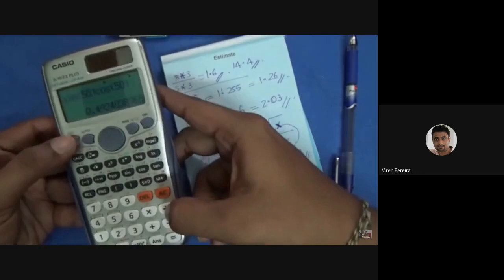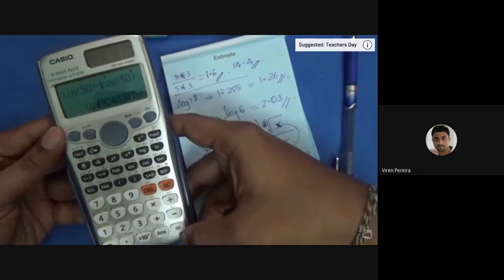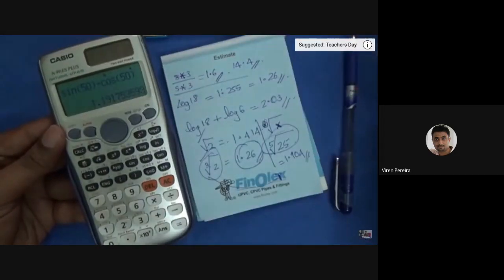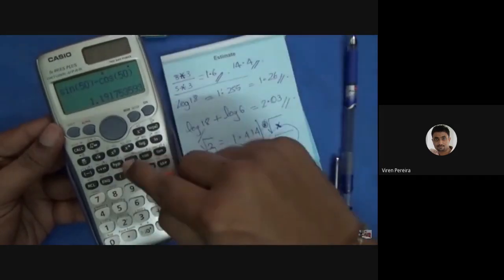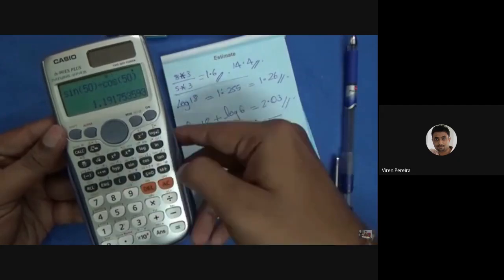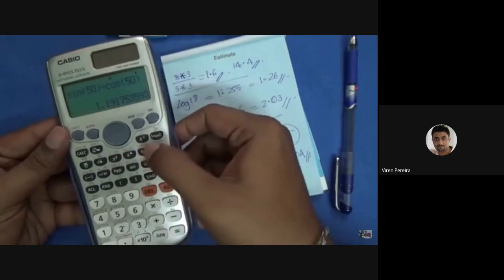So even if I have division, sine 50 divided by cos 50, I could get it done very easily. So this is how you can even use your trigonometry values. You have sine, cos and tan. So I could use my trigonometric functions as well.